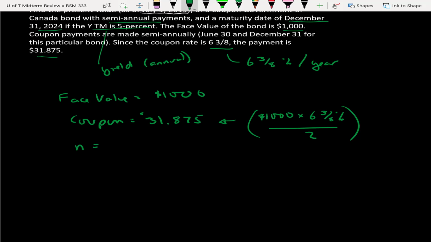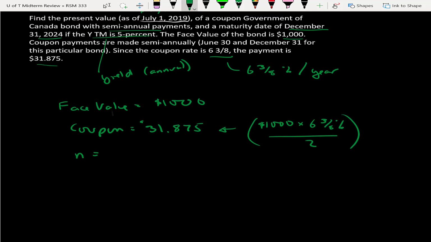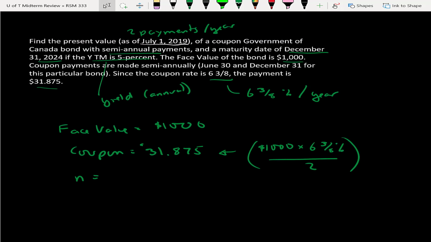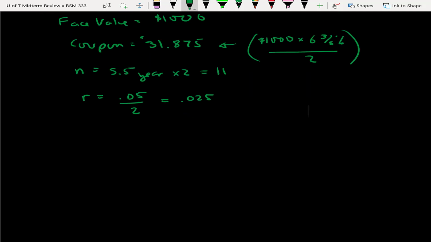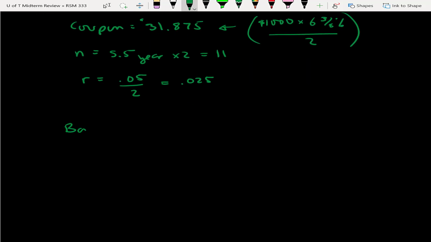N is the number of payments left. So started in July 2019, matures in December 2024. So it's a 5.5 year timeline that's left, but you're paying twice per year. So the number of payments will be 11. And the yield was given as 5% per year. But since we're doing it semi-annually, we're going to divide it by 2. So it becomes 0.025.